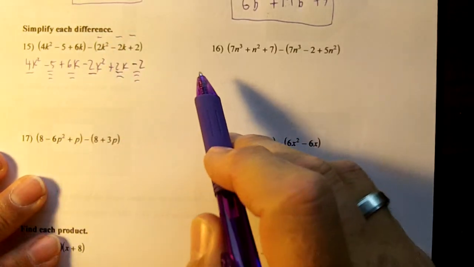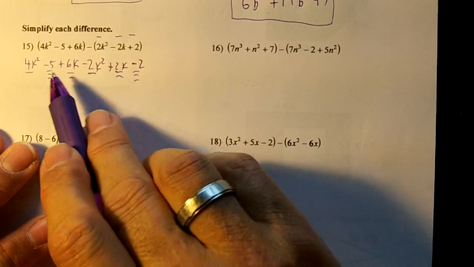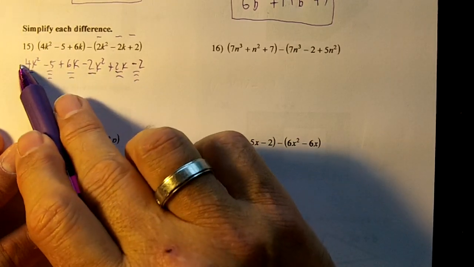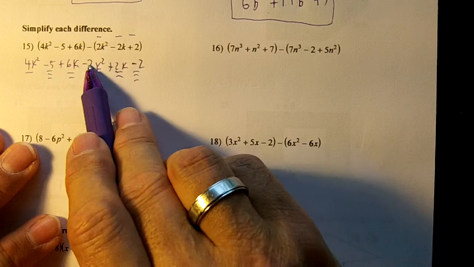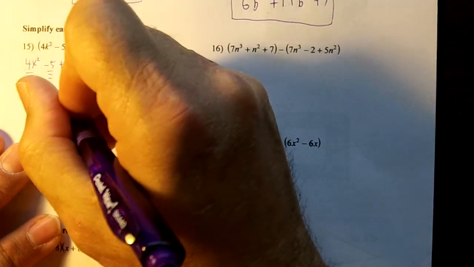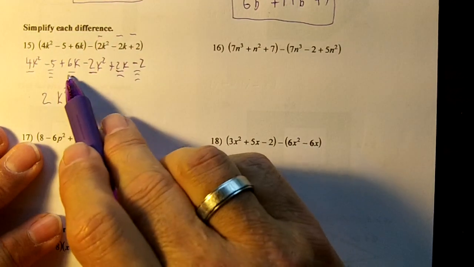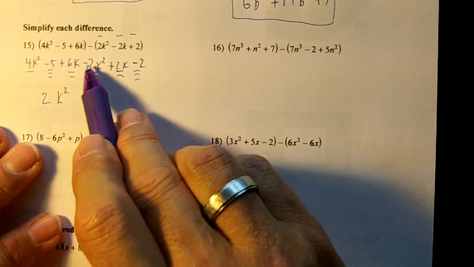So I'm going to get three things in my answer unless one of them subtracts to 0. My single underlines are 4 and 2, aren't they? 4 is larger, so the sign's positive. You subtract 4 minus 2 is 2. My letter is k, my exponent's 2. Sign, number, letter, exponent.